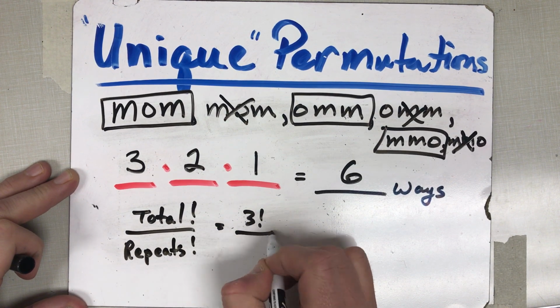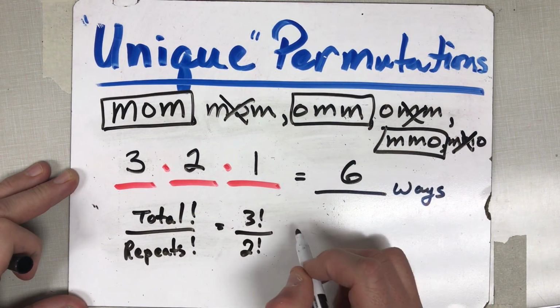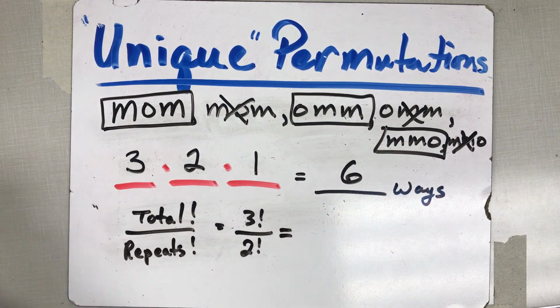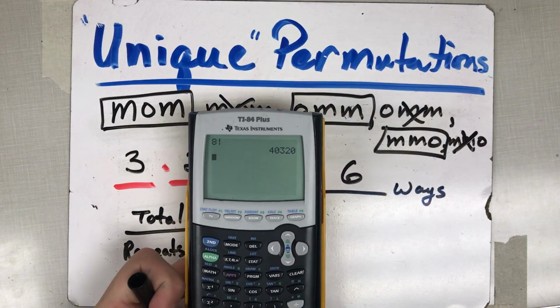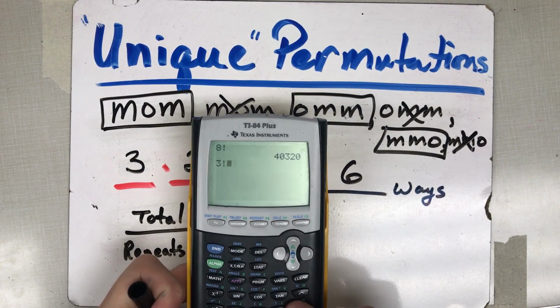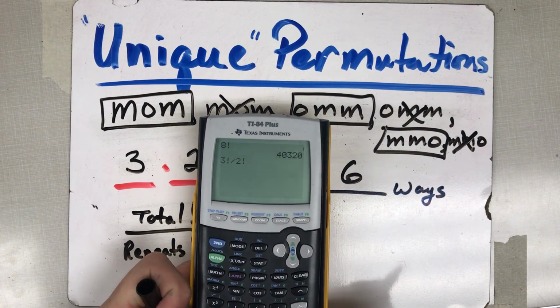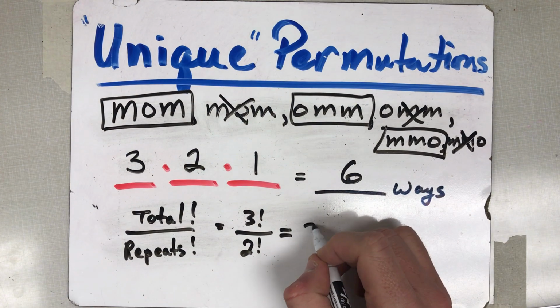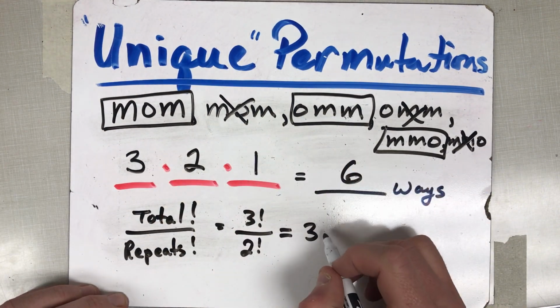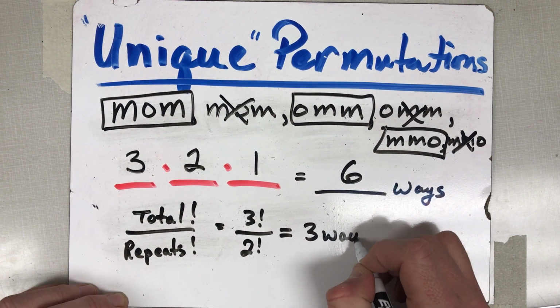In this case here, we only had 1 set of letters that repeated. We have 2 M's that repeat, so that makes 2 factorial. And then if you do that in your calculator, put it in as 3 factorial, so 3 math, left arrow 4, divided by 2 math, left arrow 4, you get the answer of 3. And that's exactly what we got in our picture as well. We have 3 unique ways to rearrange the letters MOM when doing this problem.